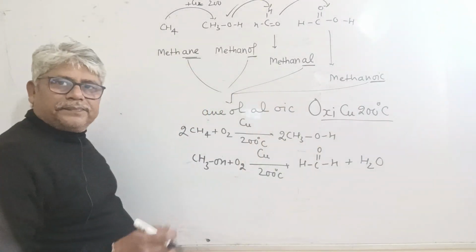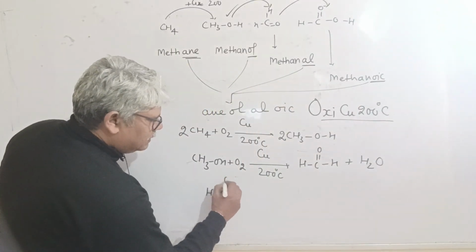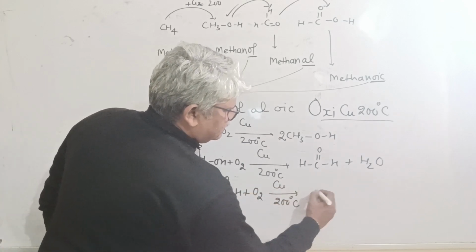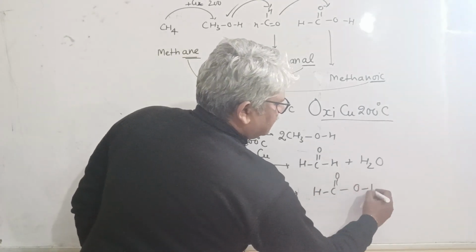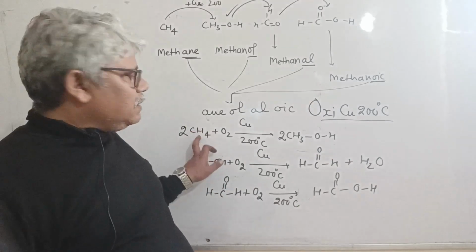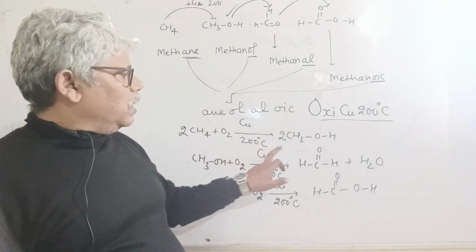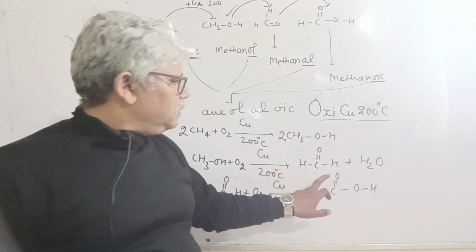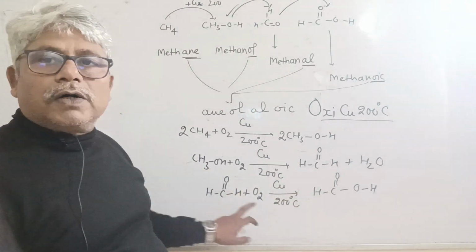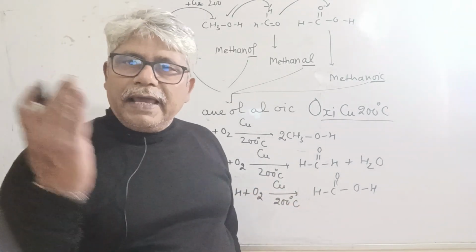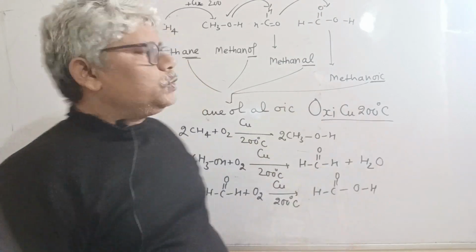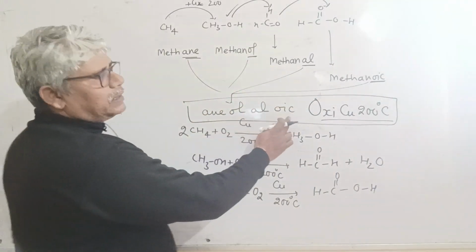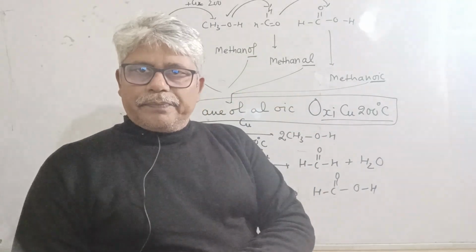You can balance it. If methanal is further heated in oxygen at copper, which is heated at 200 degrees centigrade, it might as well end up being a carboxylic acid. So, air, oxygen, copper 200, ol; oxygen, copper 200, al; oxygen, copper 200, oic. Ane to ol to al to oic. So this is the cue I want you to remember: ane, ol, al, oic, oxygen, copper 200.